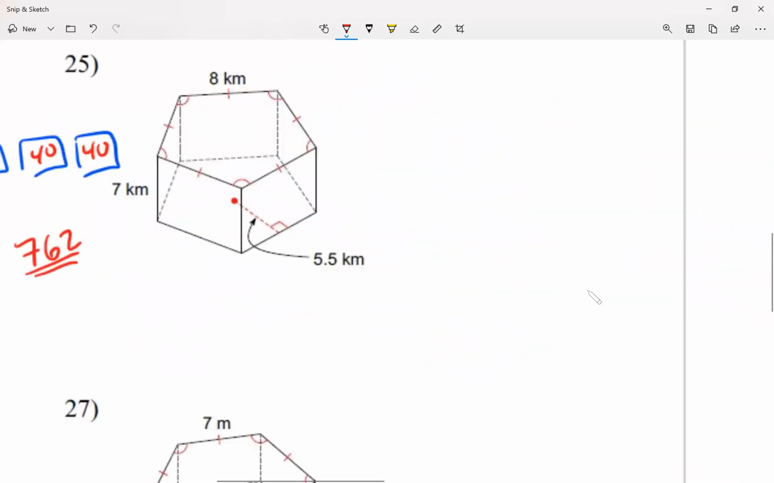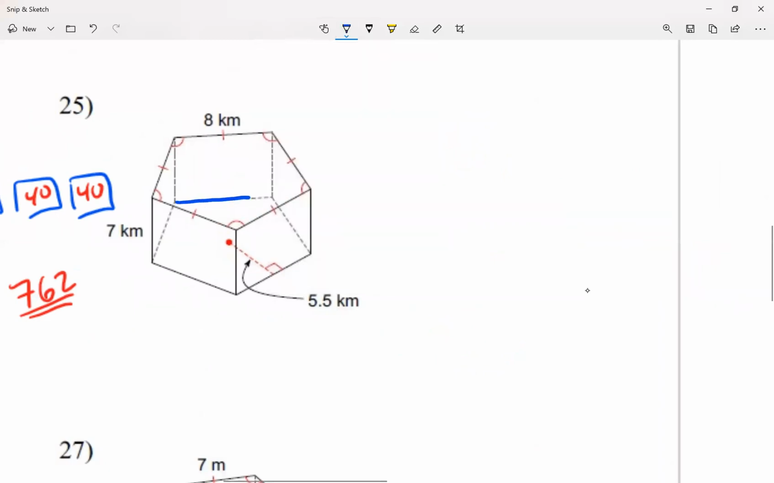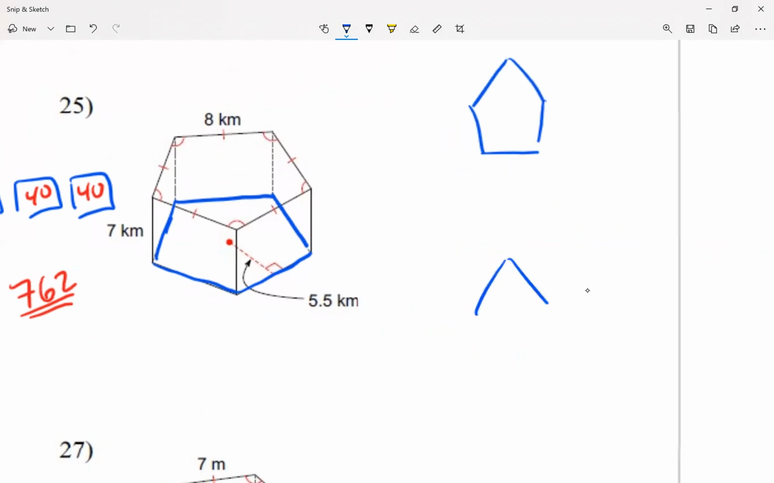All right, let's take a look at question number 25. Let me identify the base. It's right here. It has 5 sides, so I'm gonna do a pentagon on top and a pentagon at the bottom. And I know for pentagons, I'm always looking for a triangle. Here's my triangle. Let me highlight it.